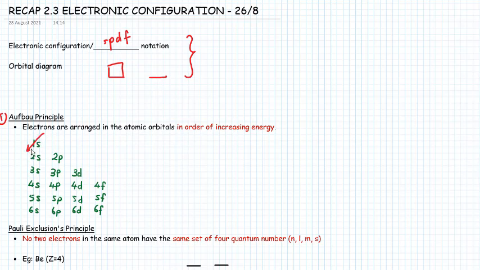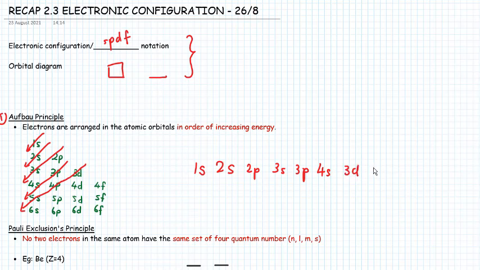So we start with 1s, followed by 2s, followed by 2p, 3s, and then 3p, 4s, then continue with 3d, 4p, and 5s. If you wish to continue, then you continue the diagonal line. Therefore, we have to arrange according to the raindrops. So 1s, 2s, 2p, 3s, 3p, 4s, 3d, back to 4p.